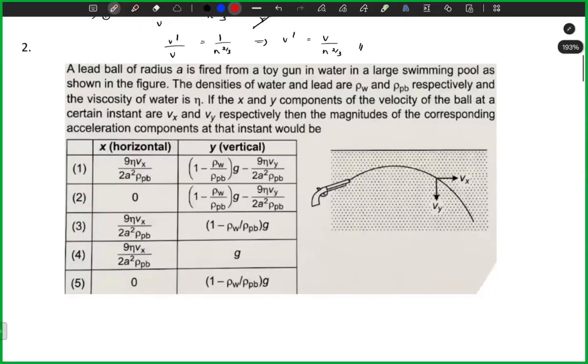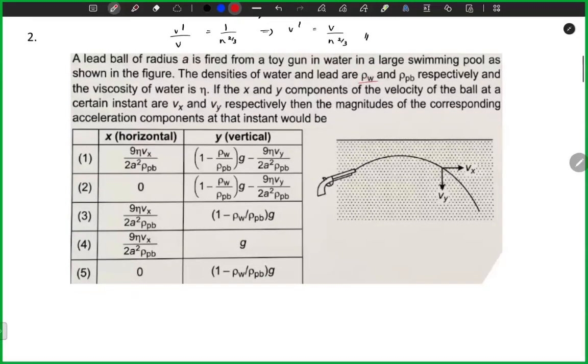A lead ball of radius a is fired from a toy gun in water in a large swimming pool, as shown in the figure. The densities of water and lead are rho_w and rho_b respectively, and the viscosity of water is eta. If the x and y components of the velocity of the ball at a certain instant are Vx and Vy respectively, then the magnitudes of the corresponding acceleration components at that instant would be.